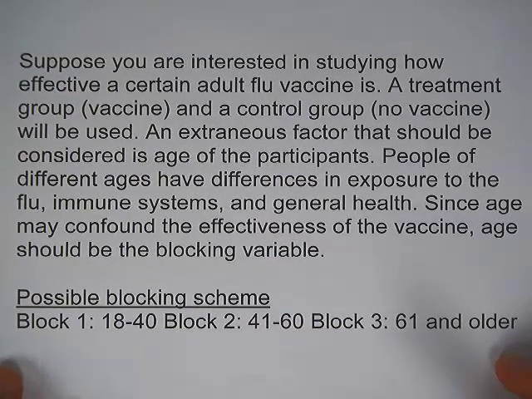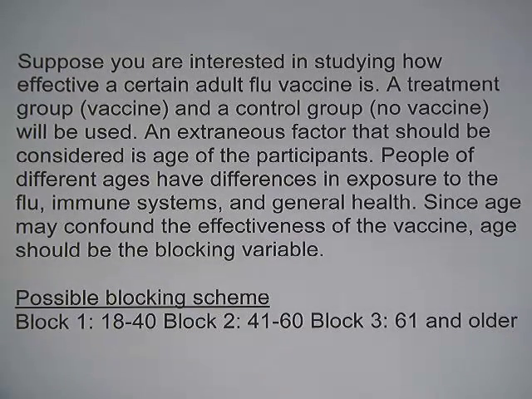Alright, so let's take a look at an example here. Suppose you're interested in studying how effective a certain adult flu vaccine is. A treatment group, which will be the vaccine group, and a control group, which will be the no vaccine group, will be used. An extraneous factor that should be considered is the age of the participants. People of different ages have differences in exposure to the flu, differences in immune systems, and just their general health in general. Since age may confound the effectiveness of the vaccine, age should be the blocking variable.